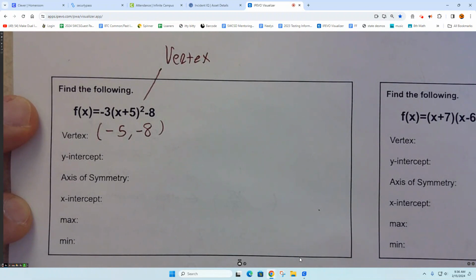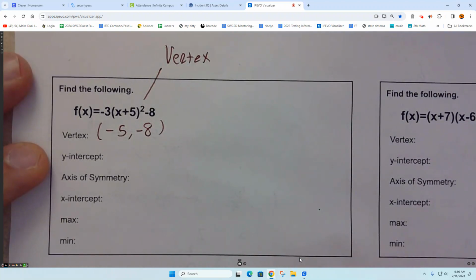Because when you're with your x, you do the opposite. Okay. Got that? Okay. Y-intercept.